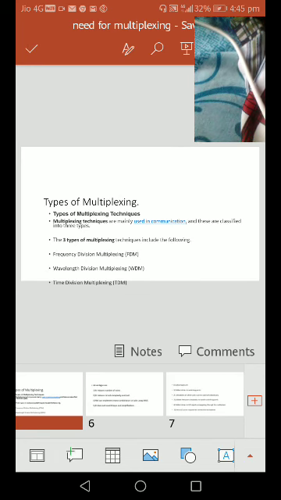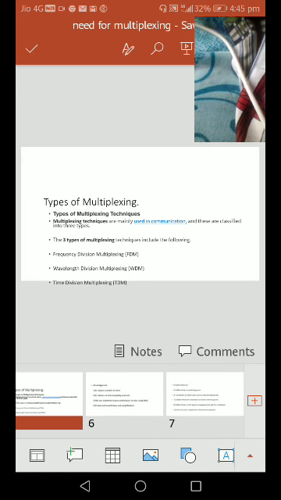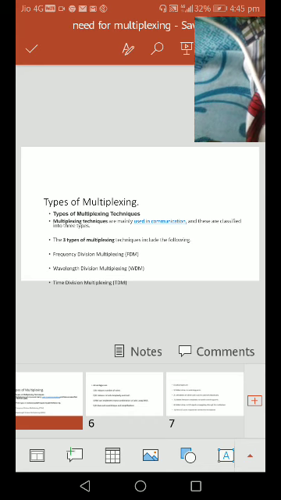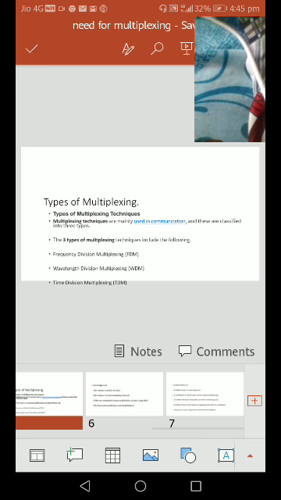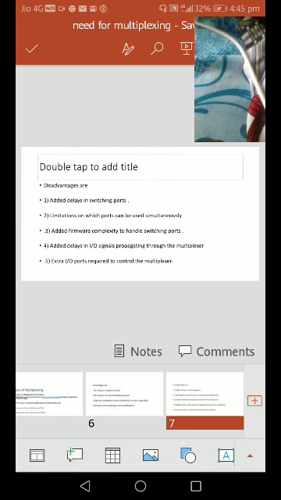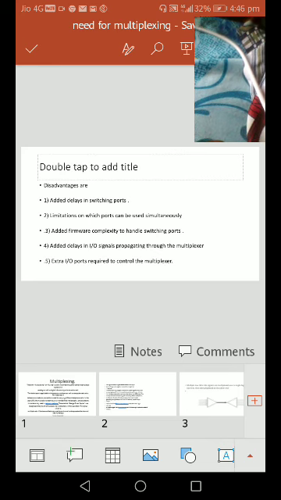FDM is used in the telephony system. Frequency division multiplexing is used in the telephony system, and time division multiplexing is also used in the telephony system. The next topic we have to study is the uses in the telephone system, the added delays, and the advantages and disadvantages of this signal.